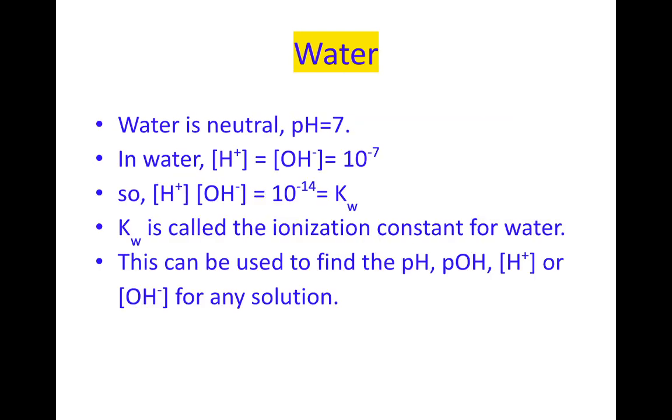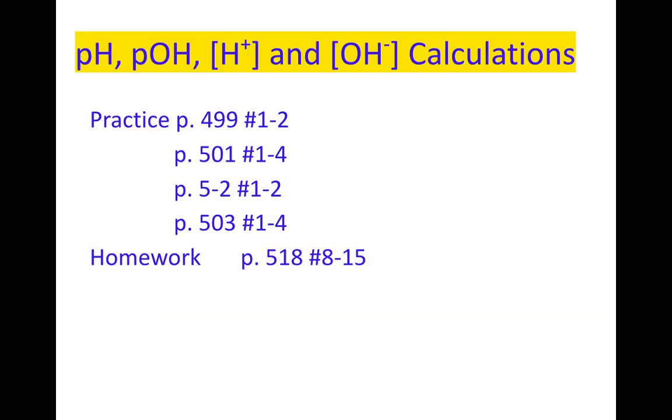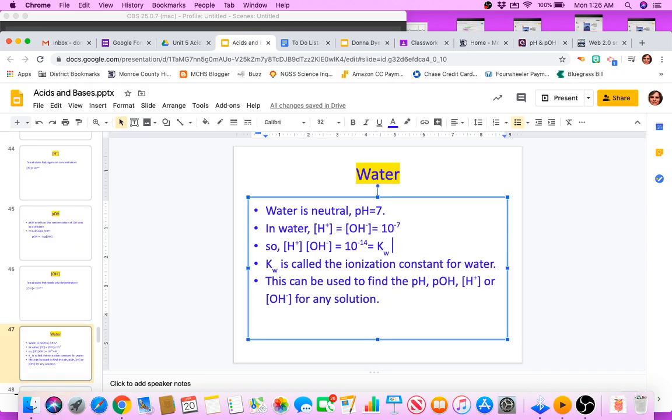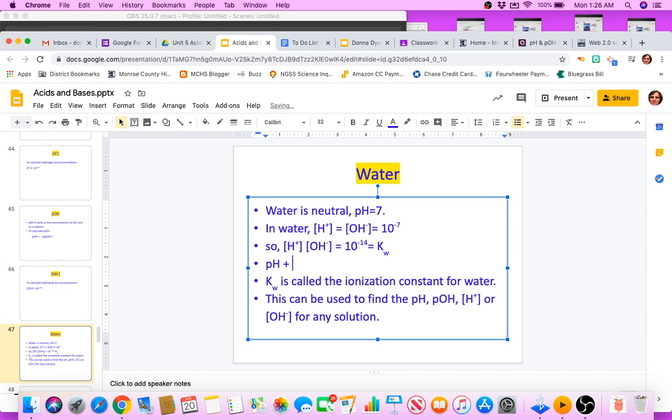Well, there's a really neat thing here, guys. Water is neutral. Its pH is 7. So in water, the hydrogen ion and hydroxide ion concentration are equal. They're both equal to 10 to the negative 7. So therefore, when we take the hydrogen ion concentration times the hydroxide ion concentration, we get 10 to the negative 14. So we can basically say, okay, in any solution, the pH plus the pOH is equal to, and I don't have it on here, so I might type it on here. The pH plus the pOH is equal to 14.